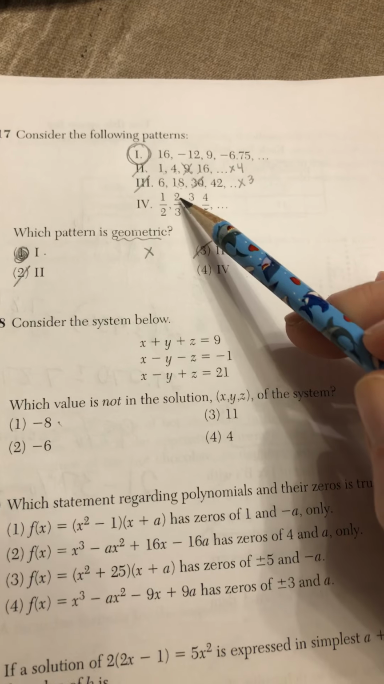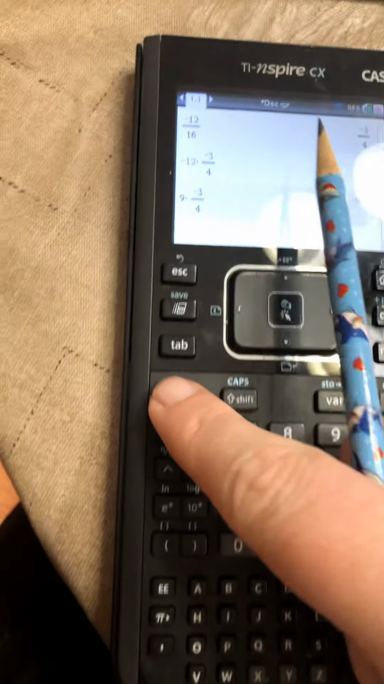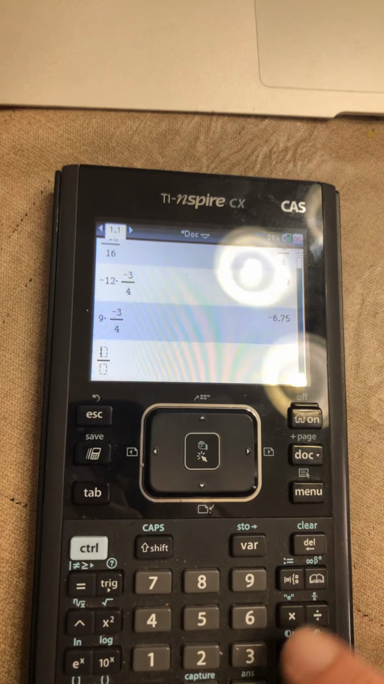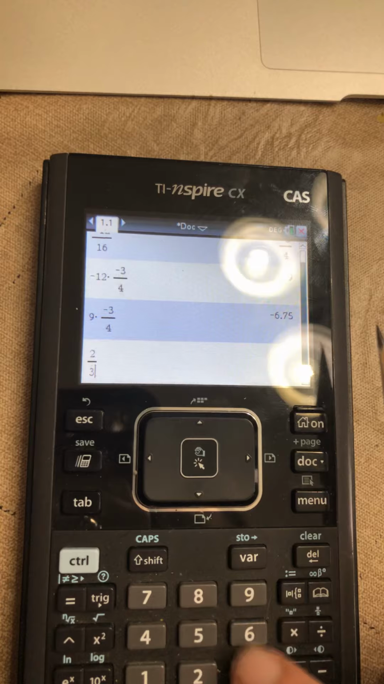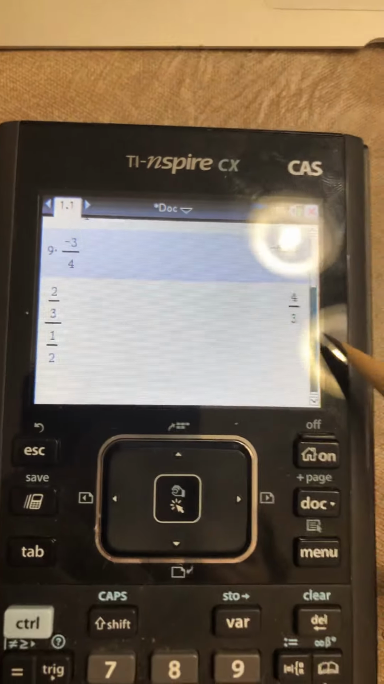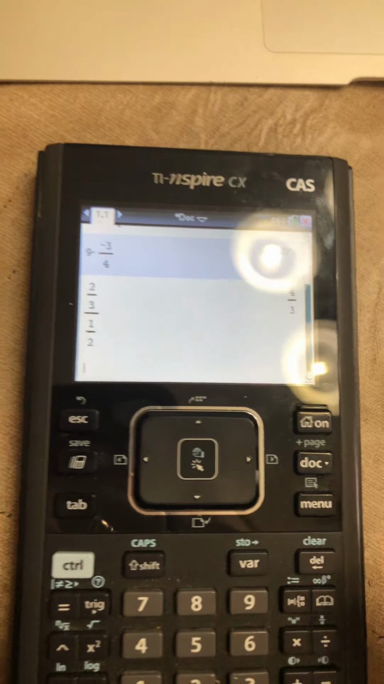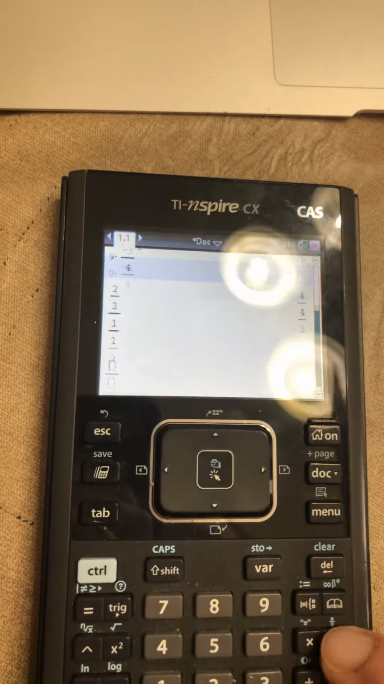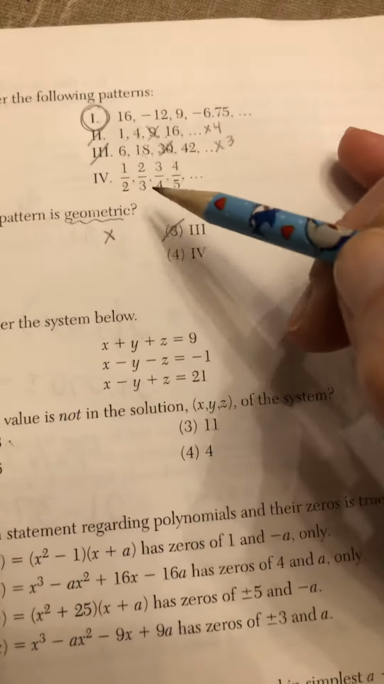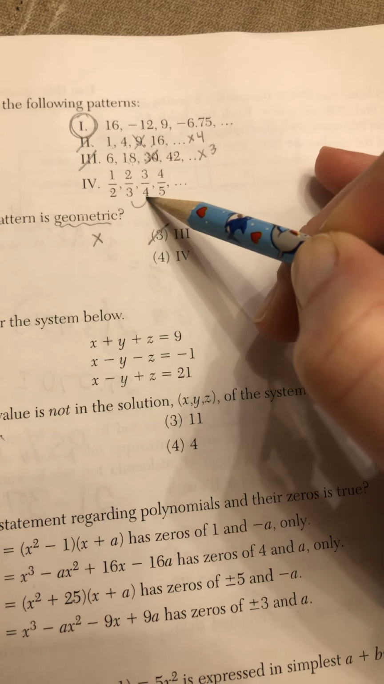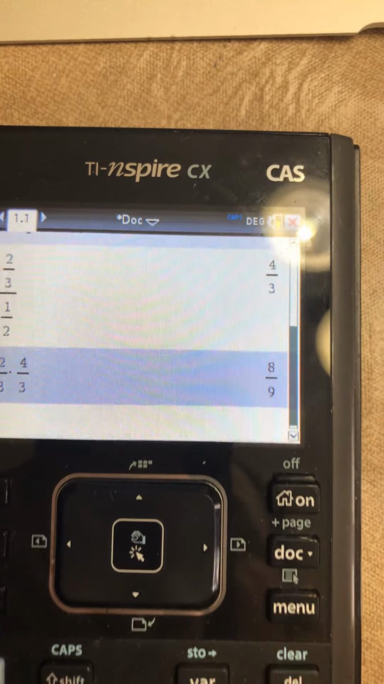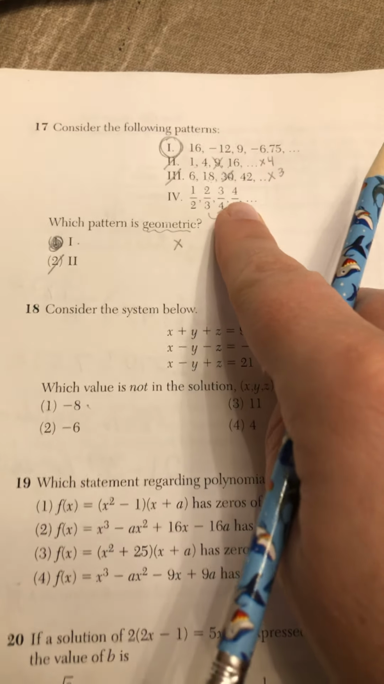Just to prove it, if I divide 2/3 by 1/2, that is not what I meant to do. There we go. 2/3 divided by 1/2. The common ratio is 4/3. So if I do 2/3 times that number, it should give me 3/4. Let's see. Nope. And that's why number 4 is not geometric.